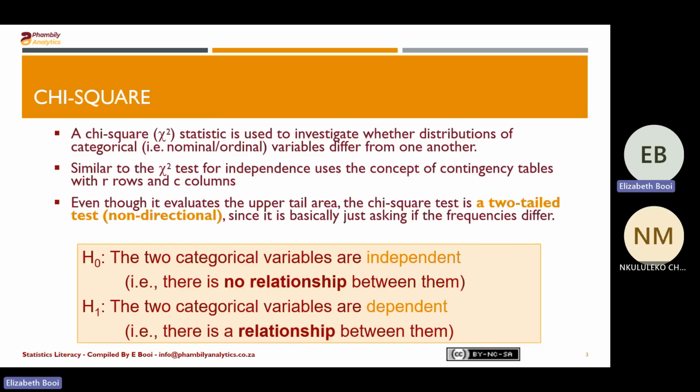And in your alternative hypothesis, you always state that there is a relationship. So you will say the two categorical variables are dependent, or you might say the two categorical variables, gender and school preference, are dependent, or you might say that there is a relationship between gender and school preference. So that's how you're going to state your null hypothesis and your alternative hypothesis. The keywords are independent for the null hypothesis and dependent for the alternative.